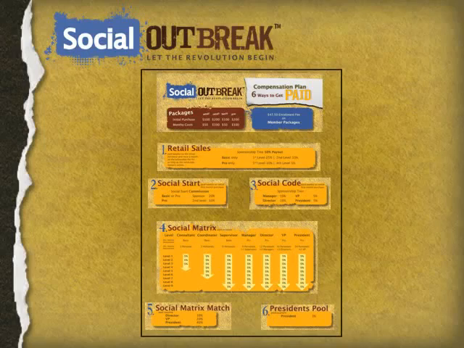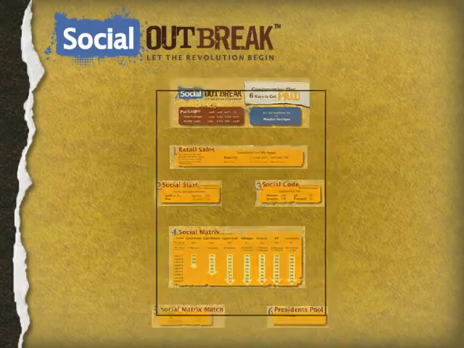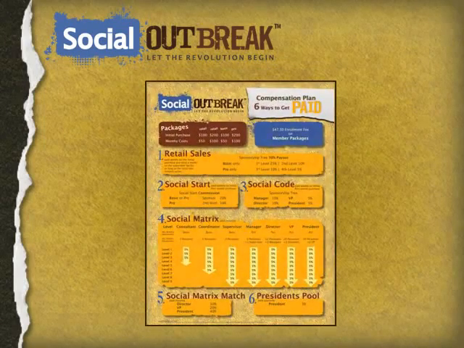Well, there you have it, the 6 ways you get paid in social outbreak. When you put those 6 things together into this simple one-page compensation plan that is understandable, doable, and lucrative, we think you'll agree that you have everything you need at your fingertips now to be successful. We appreciate you taking the time to learn more about the compensation plan.